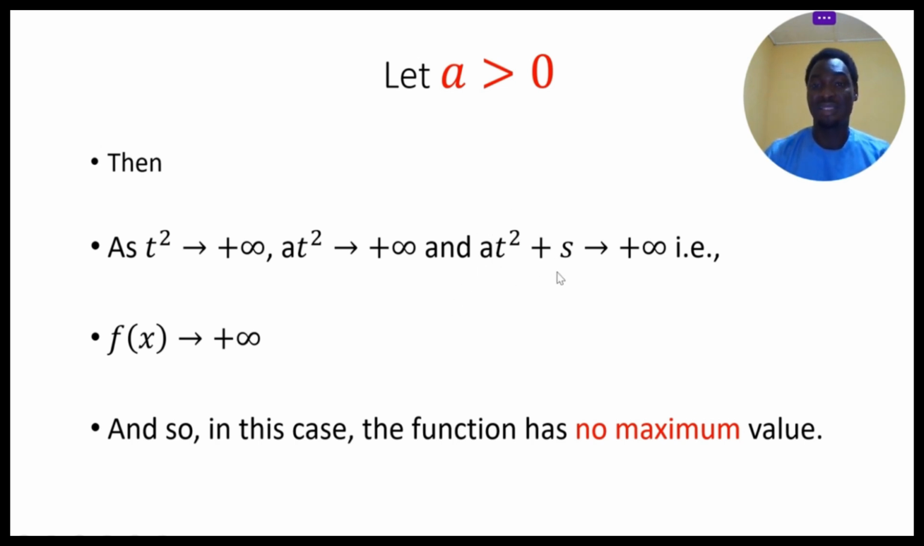Now at squared plus s is f of x, and so at squared plus s approaching positive infinity means the function is approaching positive infinity. That is, f of x increases and increases without bound. A function which increases and continues increasing obviously has no maximum value.